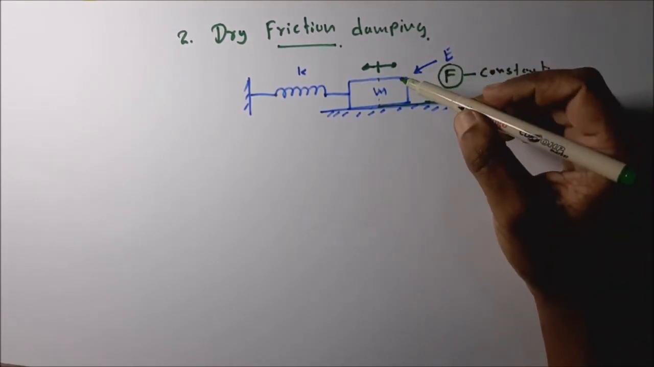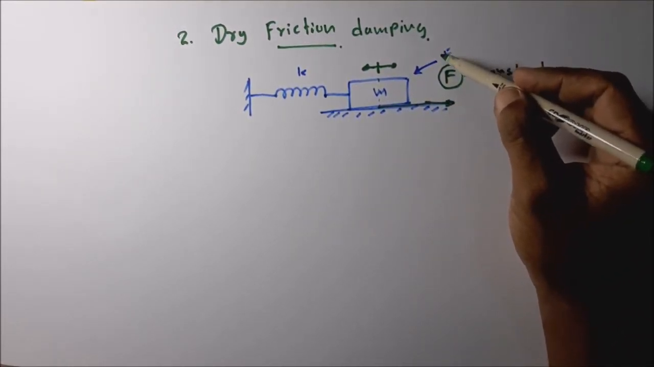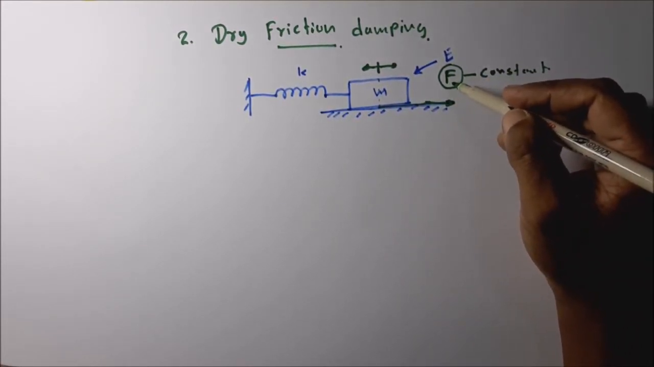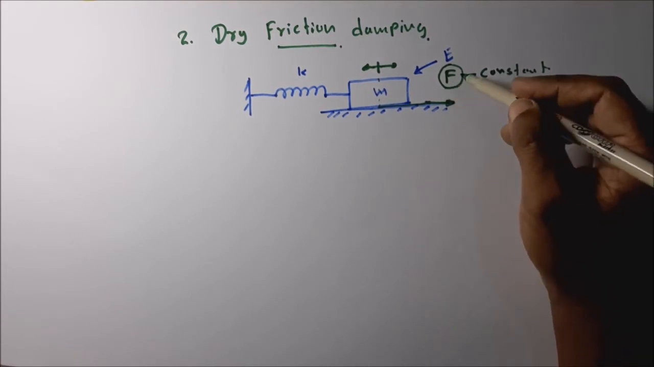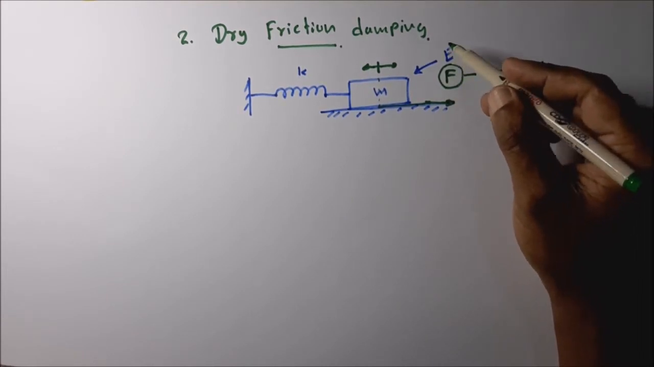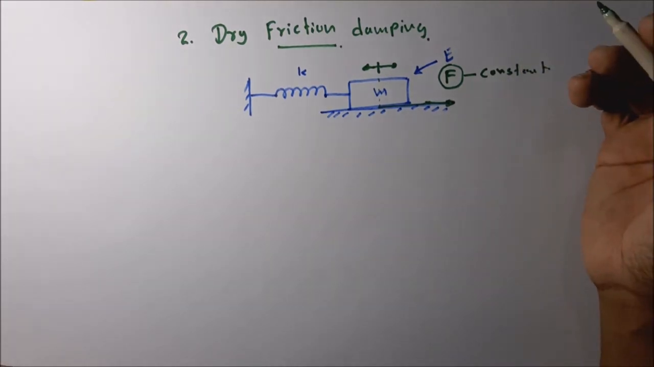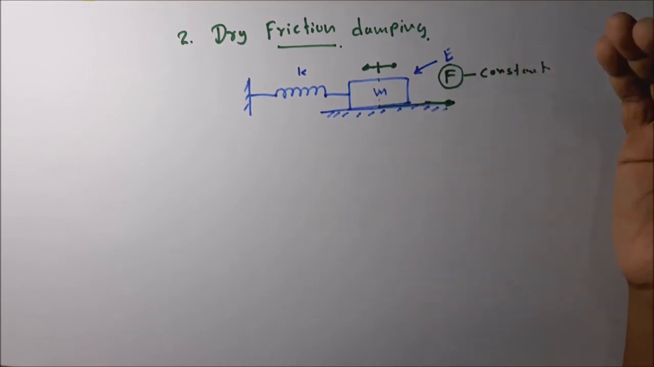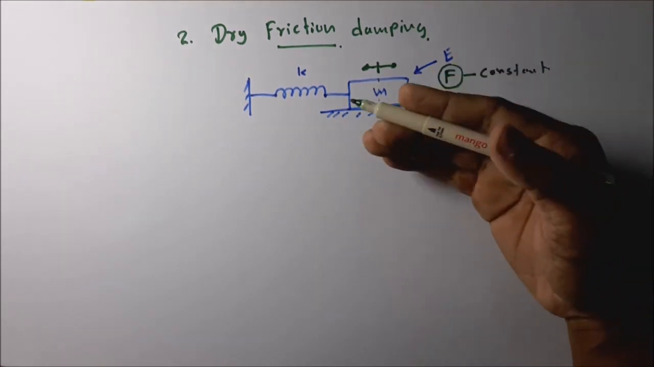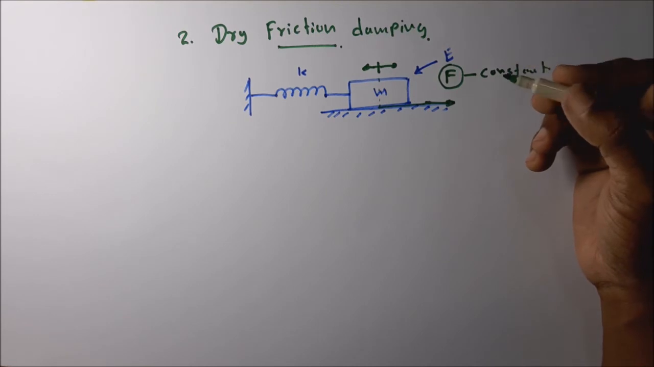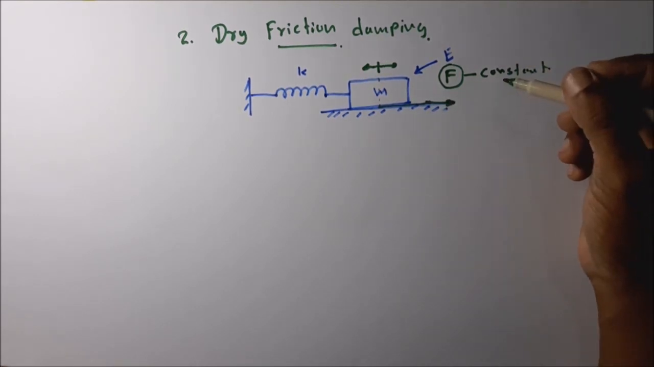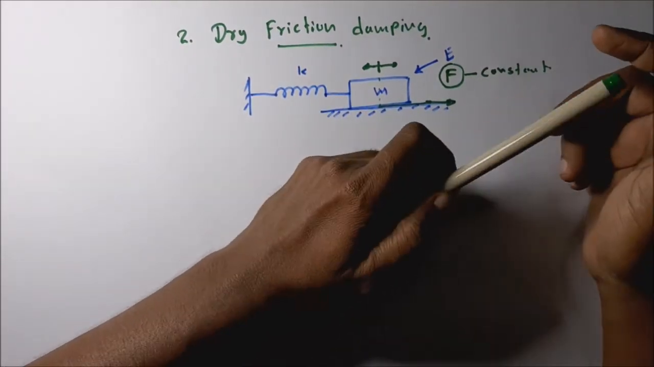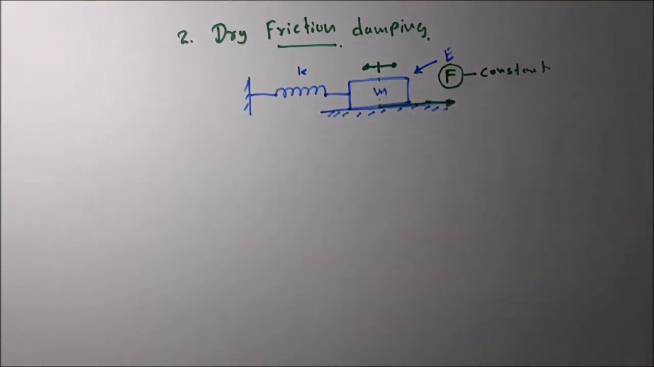Then what happens? The given energy is consumed in each movement because of this friction force. That means to do work against this friction force, the system energy is consumed. So the total energy of the system reduces gradually because of this energy dissipation. This method is called the dry friction damping method. This is also used in mechanical systems to control the vibration.